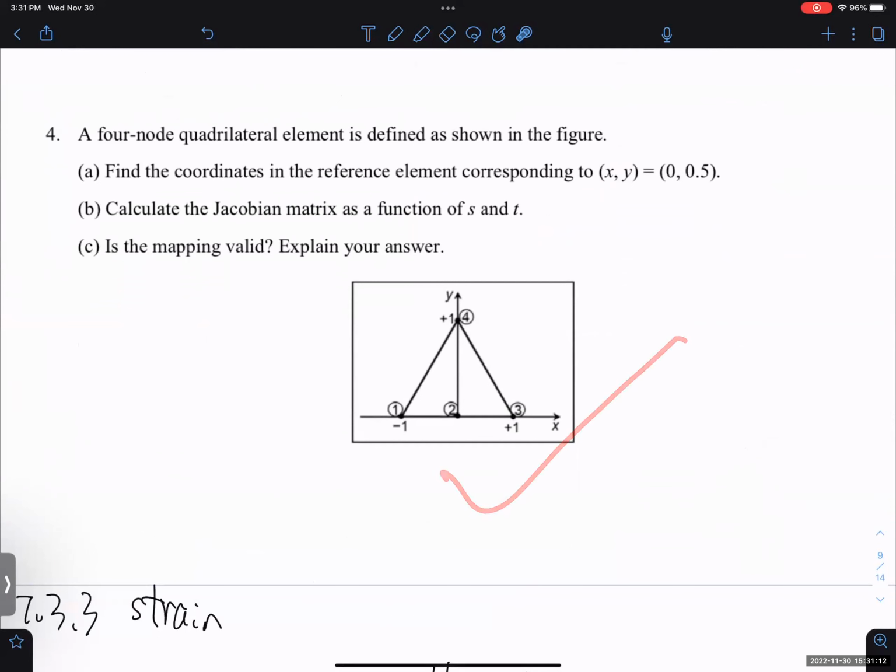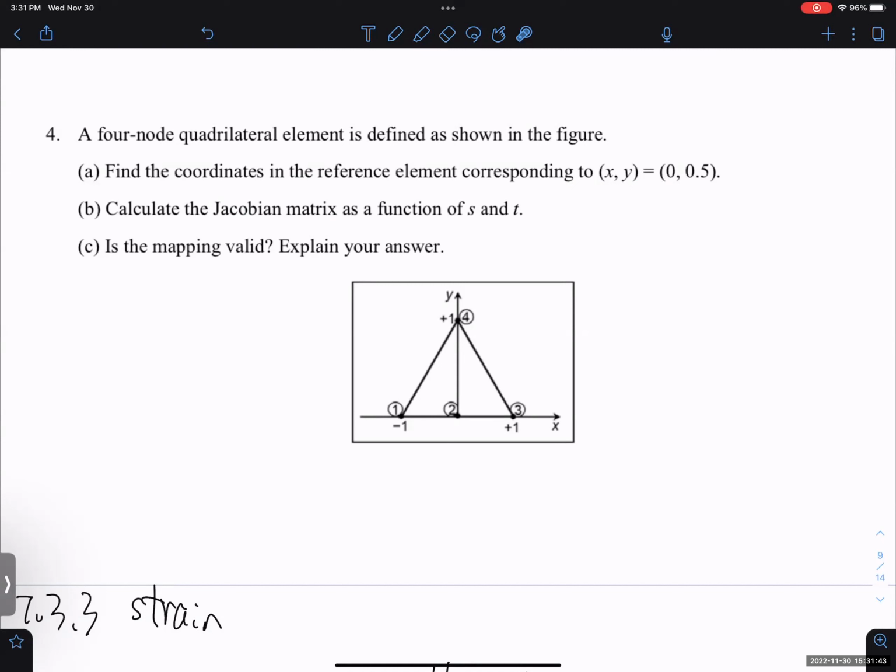Now this one, this part is the same, and is the mapping valid or not? So we need to understand what makes a mapping valid or not. For a mapping to be valid, we need to make sure that for any point within that element, the Jacobian is greater than 0. If there's a single point that makes the Jacobian equal to 0 or smaller than 0, the mapping is invalid.